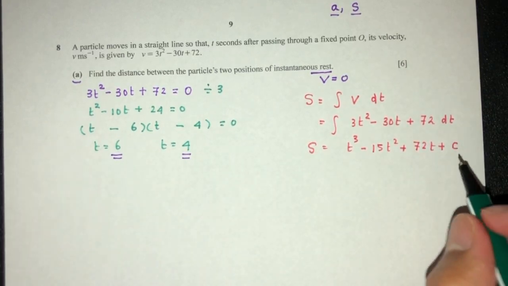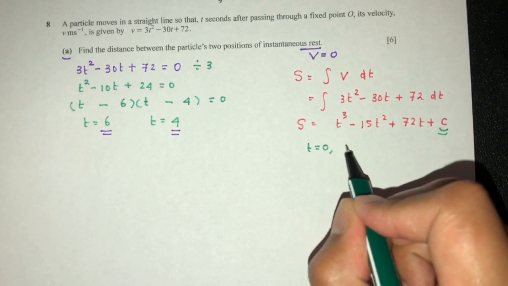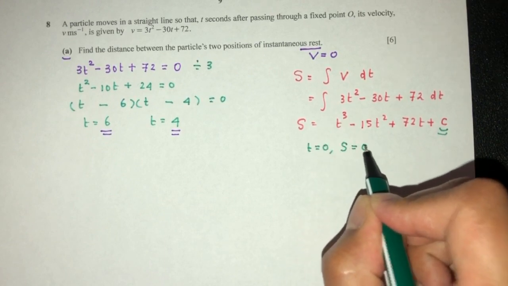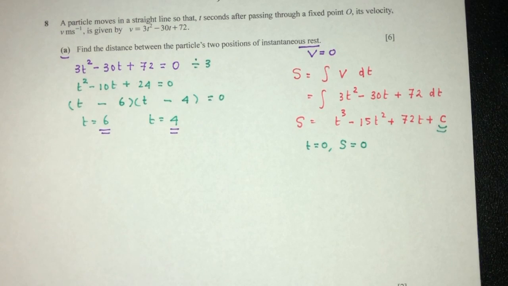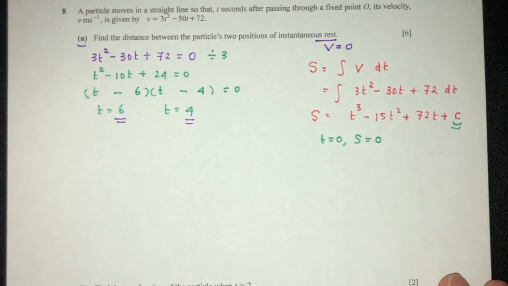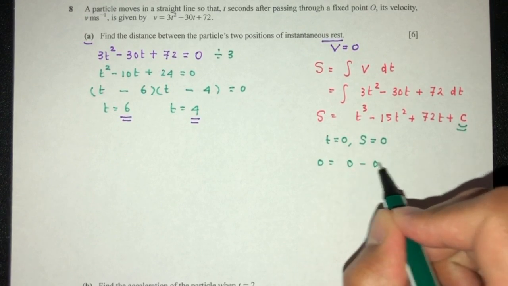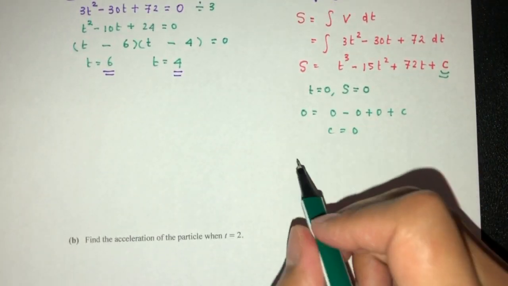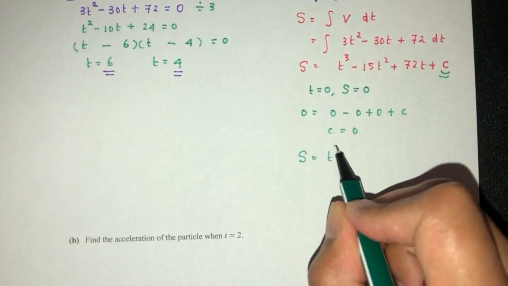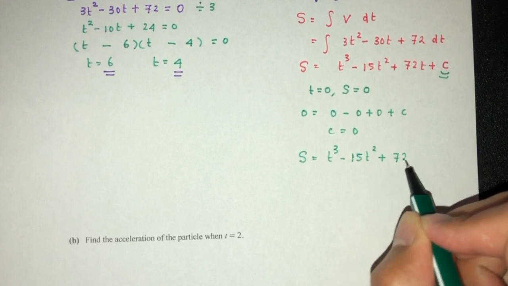Now obviously we have to find this value. Pretty easy. We understand that when time is 0, obviously we haven't moved yet, so the displacement will also be 0. That's something we have to know. It's logical, right? Because before we start moving, we will always be at the initial position. We will not move. That's why it's 0. Now replace back in your equation, you will have 0 minus 0 plus c. So c will be 0. So now we have s equal to t cubed minus 15t squared plus 72t.